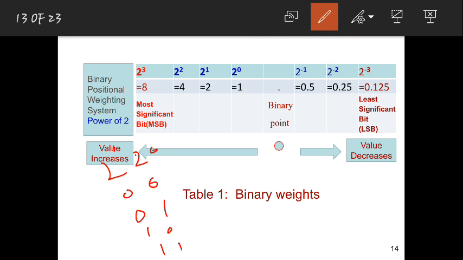Okay, that means 2 to the power of 2. 2 bits means 2 to the power of 2. 1 bit means 2 to the power of 1. So 2 to the power of 1 means I will get only 0 and 1. But when I take a 2-bit combination, that will be 2 to the power of 2, which means 4. So I got 4 combinations.